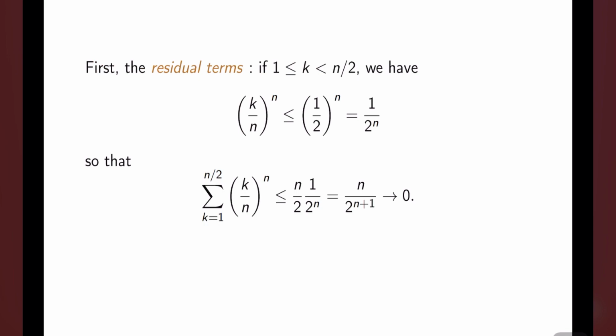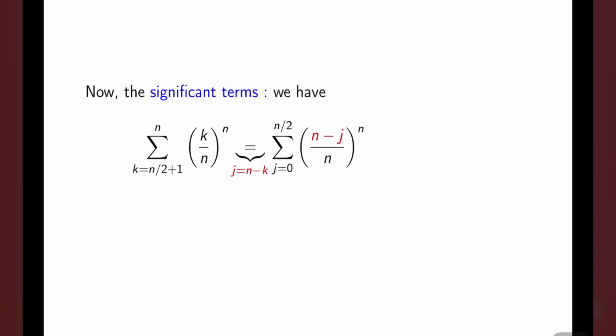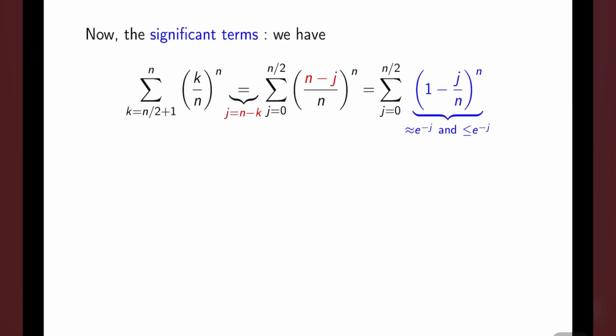Now the complicated part, the significant terms. So what can we see? For the sum from k equals n over 2 to n of (k divided by n) to the power n, we just change k into n minus j, and we get the sum from j equals 0 to n divided by 2 of ((n minus j) divided by n) to the power n, which gives the sum from j equals 0 to n divided by 2 of (1 minus j over n) to the power n. So this term inside of the sum is close to exponential of minus j. And in fact, it's always smaller than exponential of minus j.